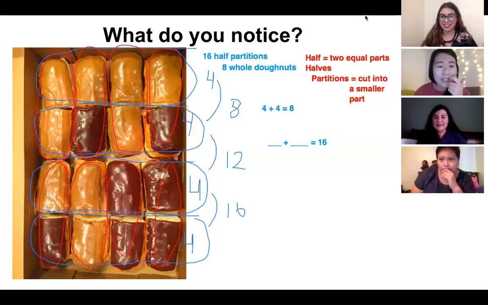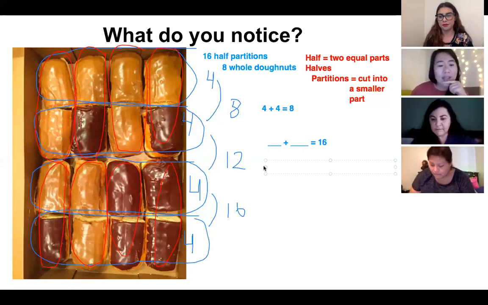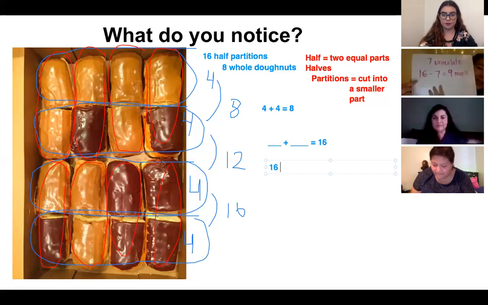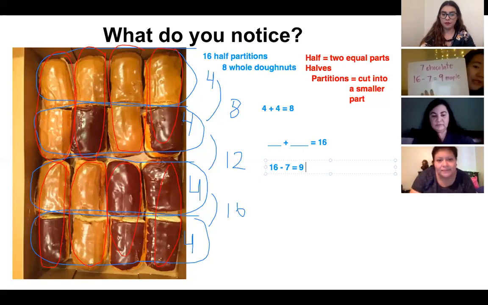I do, but I did a subtraction sentence. Okay, that's great. Because I remember that Ms. Hernandez mentioned that she found that there were 7 chocolate halves of the donuts. And so what I did was, I know my total, which is 16. And so I did 16 minus the 7 chocolate ones equals 9 of the maple ones. So then I found out that there are 9 maples and 7 chocolates.